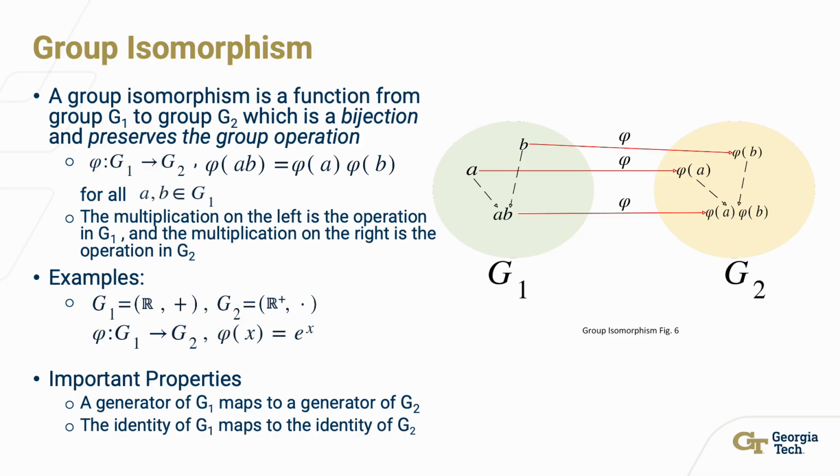Some important properties of group isomorphisms include that a generator in one group must map to another generator in the other group, and that the identity must map to the other identity. We can see here an illustration of how phi, our bijection, maps elements from one group to the other.